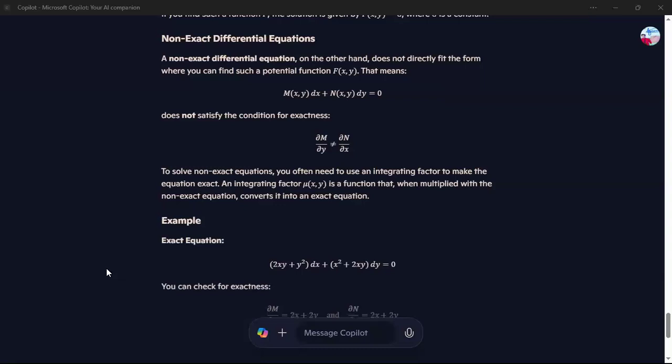It is also written here that to solve a non-exact differential equation, you often need to use an integrating factor to make the equation exact. An integrating factor is a function that, when multiplied with a non-exact equation, converts the differential equation into an exact equation. Clear? If it is not so clear, we are going to look at an example and you will understand better. Example is good.